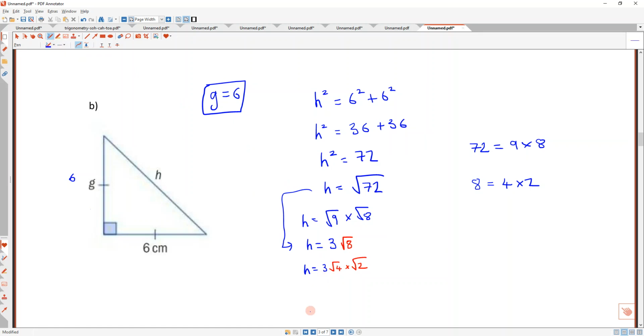Now the square root of 4 is 2. So I've got 3 times 2 times root 2. So my final answer is 3 2s are 6 times root 2. And if you get down to here, that's good. You cannot write it as a decimal; it has to be as a surd. But really what you're aiming for is to get it down to here to get full credit. That is what we're after.